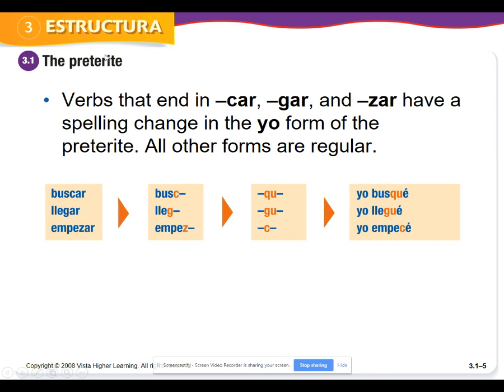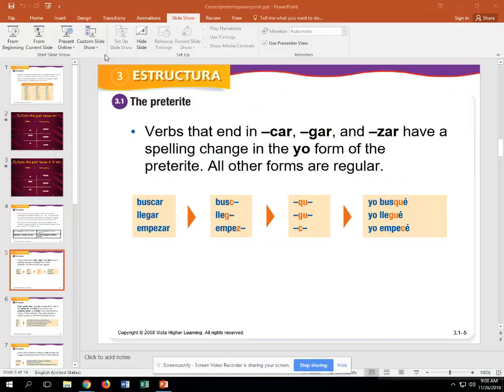All right, this is going to be a very short and sweet PowerPoint that covers verbs that end in CAR, GAR, and ZAR in the preterite. A lot of these verbs were your regular verbs in the present tense. I'm going to try to be quick. It's actually pretty self-explanatory, pretty easy.